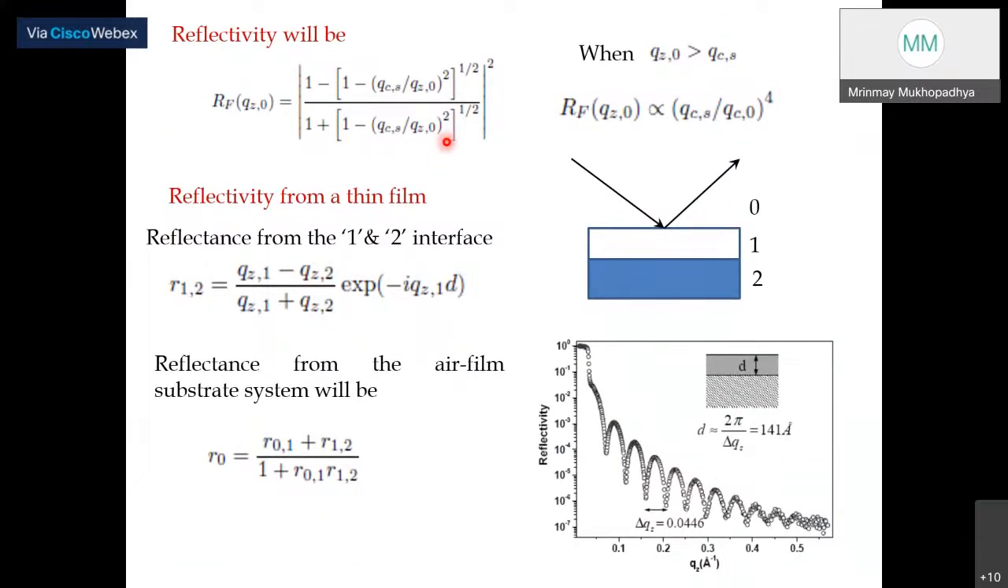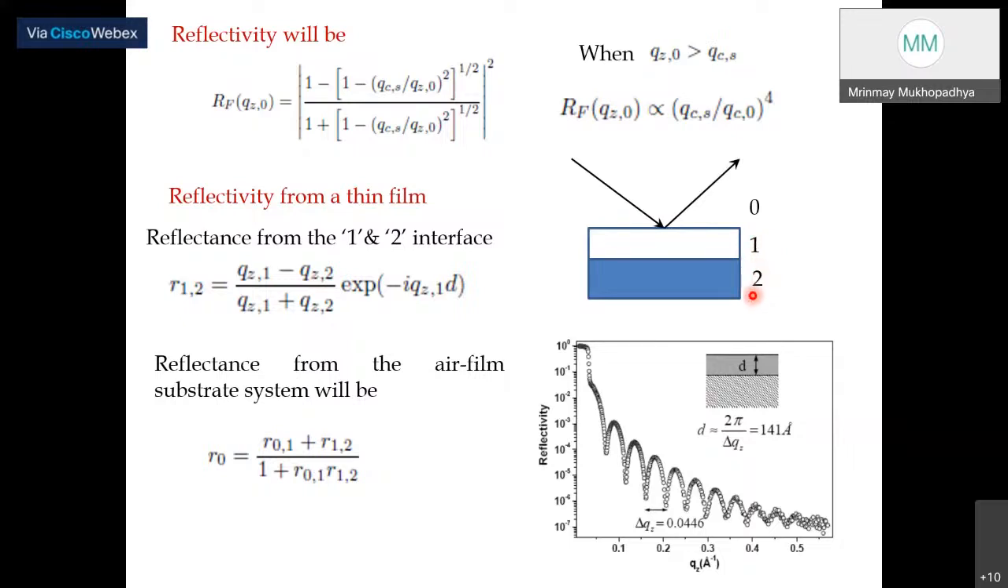So what you have is the reflectivity, and you can see that this is real experimentally measured data, where you have a thick substrate, which we call the substrate, basically silicon or something. And on top of it, what is the system? On top of it, we have a thin film. So basically 1 is my thin film and 2 is the substrate.